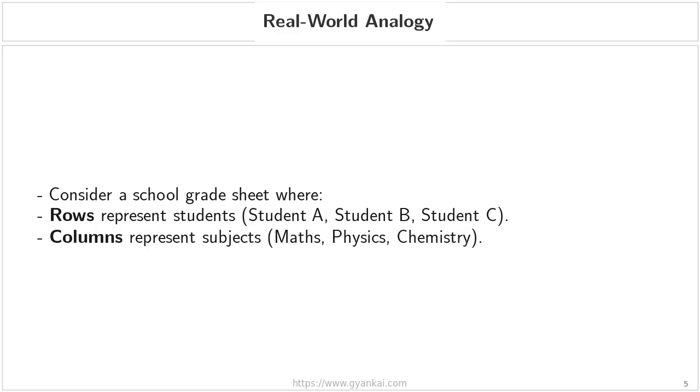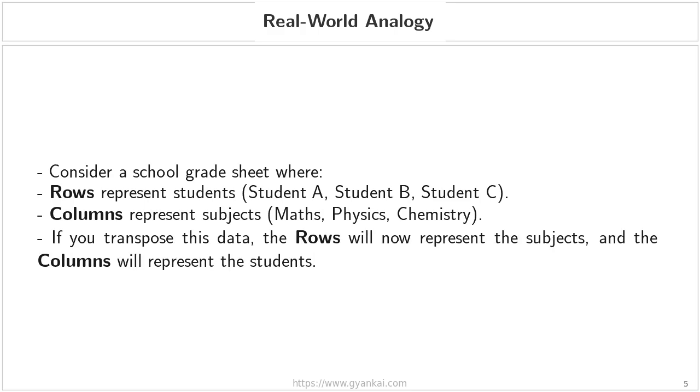Real-world analogy. Imagine you are looking at a school grade sheet. In this scenario, let's say the rows represent the students, specifically student A, student B, and student C, while the columns represent the subjects, such as mathematics, physics, and chemistry.